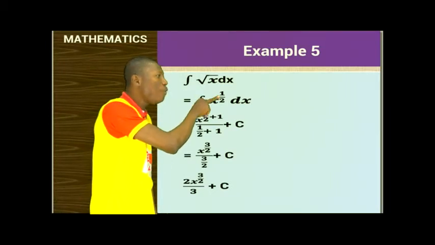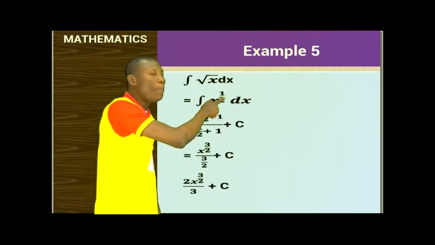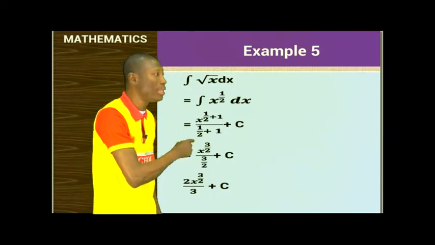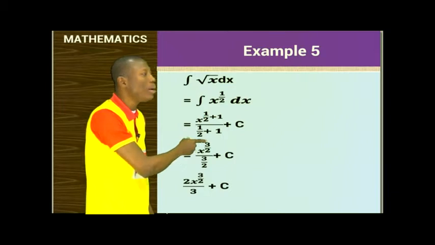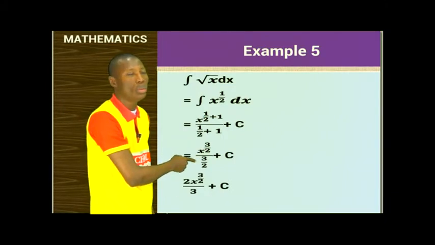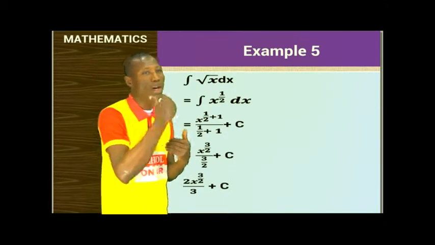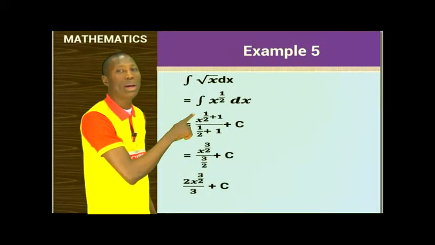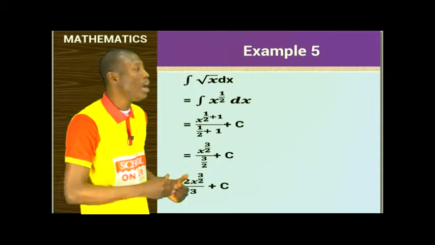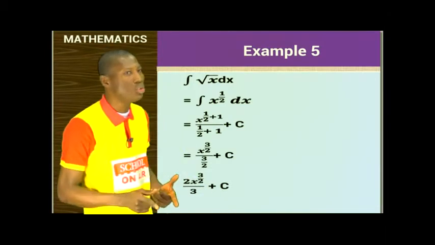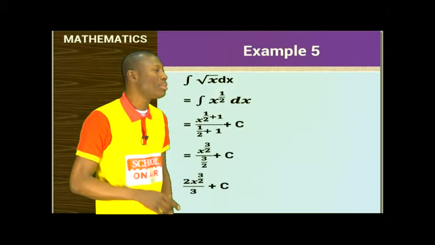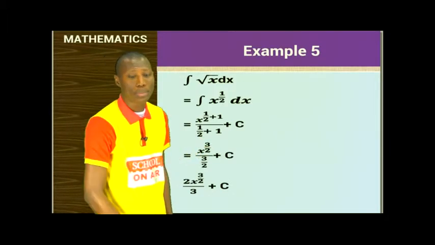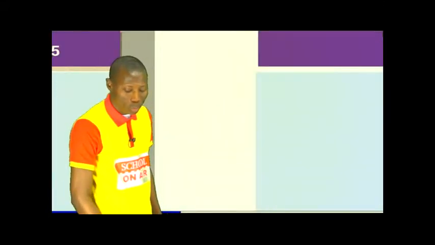Now, the power is half. So half, which is the power, plus 1, all over half plus 1 again. Then I have x raised to power 3 over 2, all over 3 over 2. When you have x raised to power 3 over 2 all over 3 over 2, it means 2x raised to power 3 over 2 all over 3. It's as if you have x raised to power 3 over 2 divided by 3 over 2, so it's going to be multiplied by 2 over 3. Then we have 2x raised to power 3 over 2 all over 3 plus c. That's the final answer for that one.